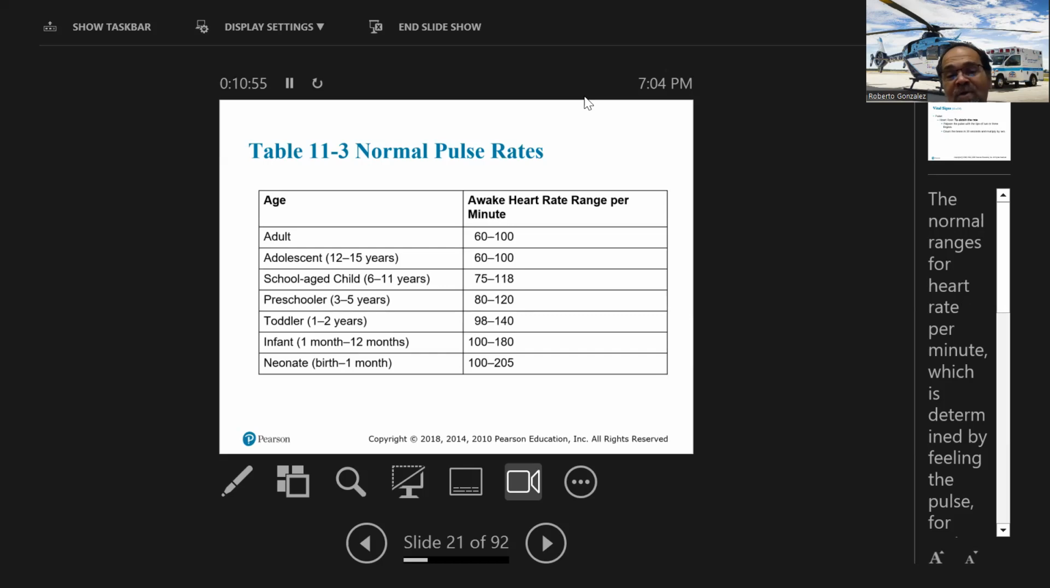Now, pulse rates by age groups: adults 60 to 100, adolescents 60 to 100, school-age children 6 to 11 years of age is 75 to 118. Preschooler 3 to 5 years of age, 80 to 120. Toddler 1 to 2 years of age, 98 to 140. Infant 1 month to 1 year is 100 to 180, and neonate from birth to 1 month should be 100 to 205.